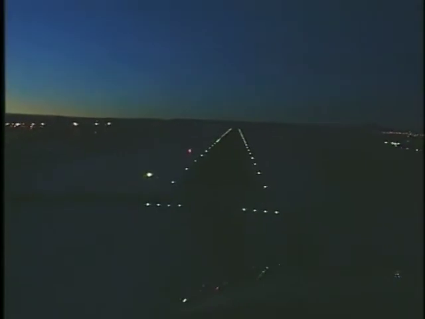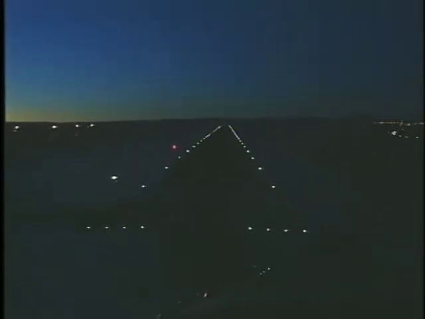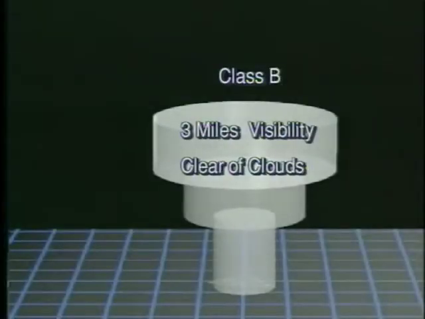However, in controlled airspace, you may operate an aircraft in an airport traffic pattern at night within 1/2 mile of the runway with a minimum visibility of 1 mile while remaining clear of clouds. You can also operate VFR in Class B airspace with 3 miles visibility and clear of clouds.